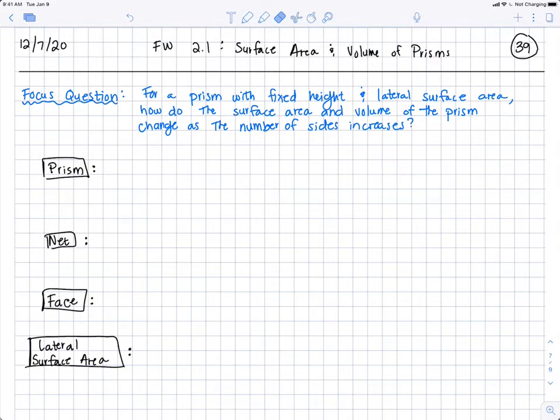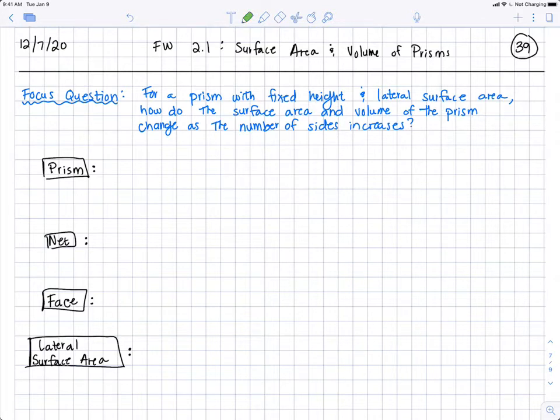Go ahead and pause the video, copy down the focus question, as well as these four vocabulary words, please. Alrighty, our focus question is, for a prism with fixed height and lateral surface area, how do the surface area and volume of the prism change as the number of sides increases? So before we get into any problems or anything, let's first define these four vocabulary words we have.